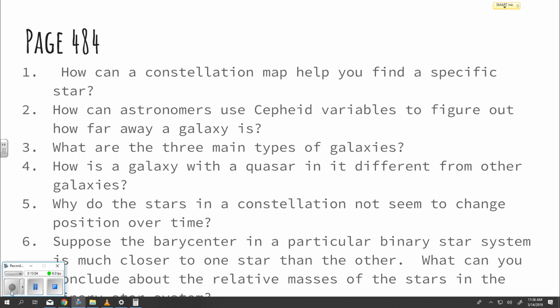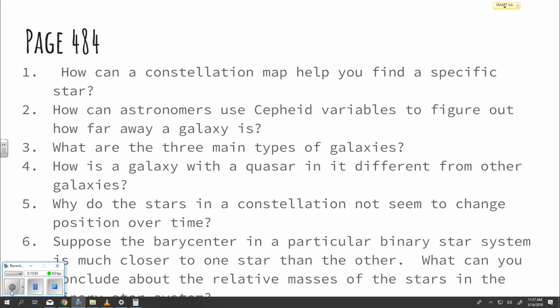Astronomers can compare a Cepheid's apparent and absolute magnitudes to determine the distance to the star and its galaxy.